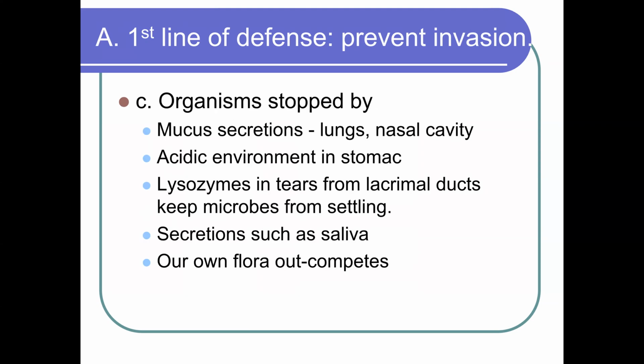So, tube within a tube, organisms stopped by mucus. It's like the person walking in concrete or quicksand. The further they go, the stickier it gets. We have mucus secretions in the lungs and in the nasal cavity. We have an acidic environment in the stomach. Remember, it's very acidic in the stomach, between 1 and 2.